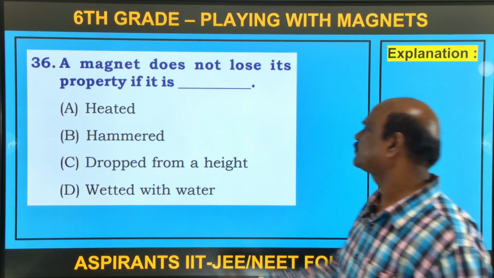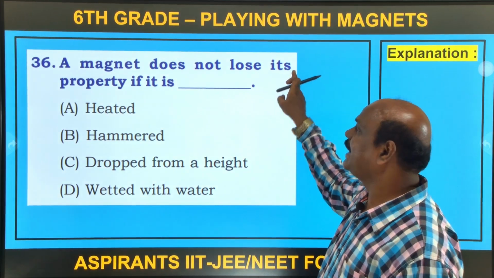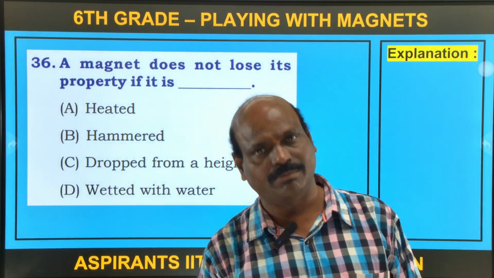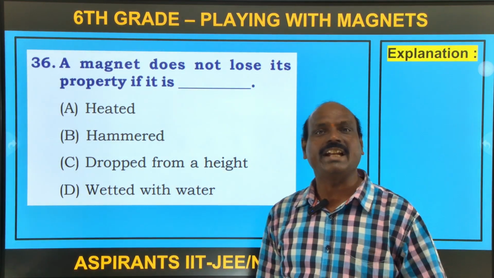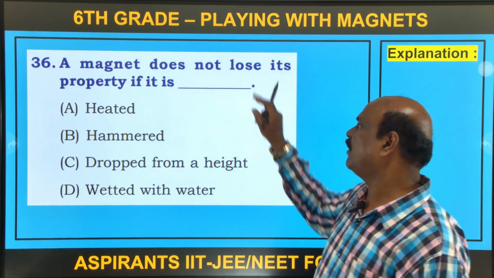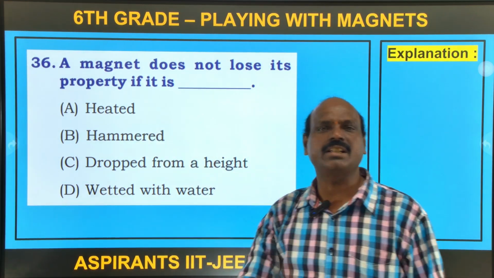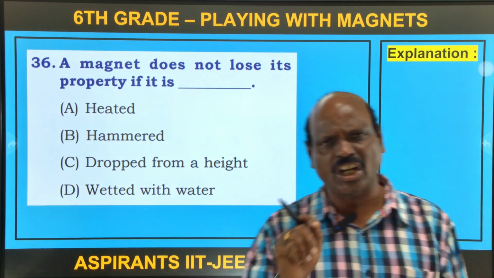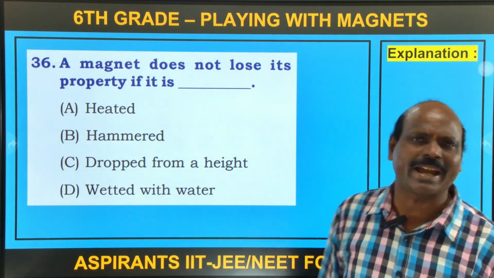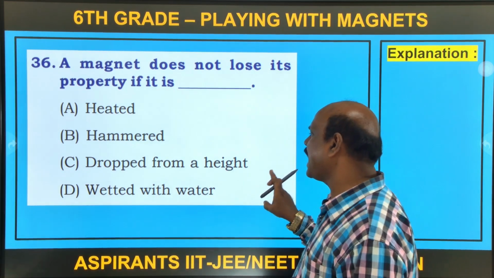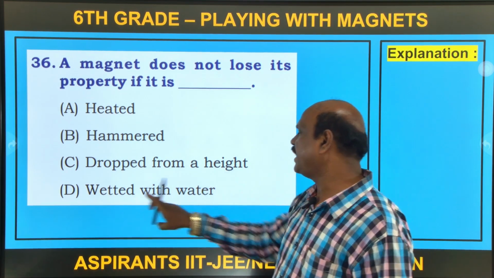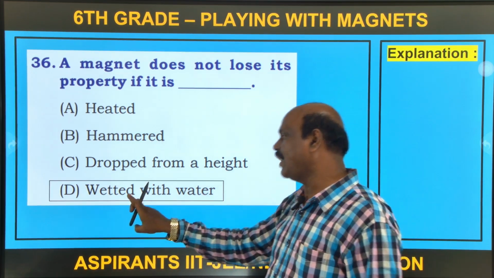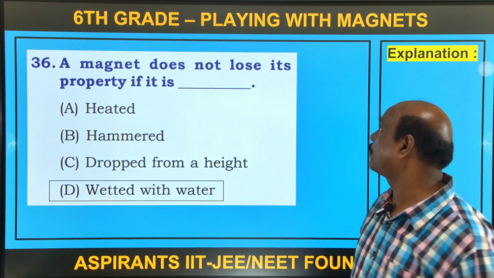Next question. A magnet does not lose its property if it is, meaning when will it not lose its magnetism? We know the methods of demagnetization. But here, when will it not lose it? When you heat it, heating is a method to demagnetize. Hammered, so if you hammer a magnet continuously, that is also demagnetization. Dropped from a height is also demagnetization. Wetting with water is not a demagnetization. So when you wet the magnet, it will not lose its magnetic property.